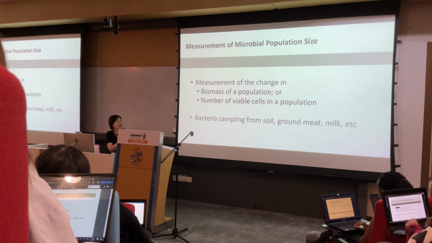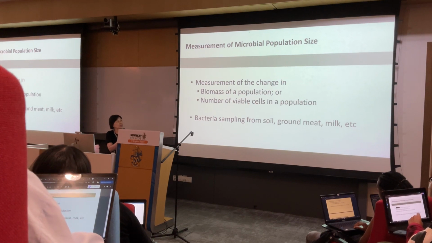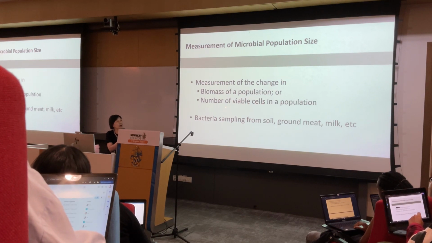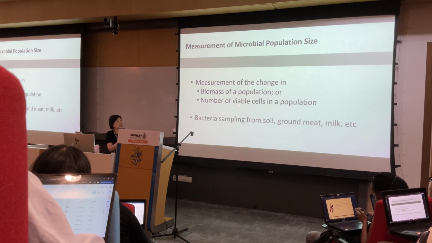Also, there is a way to calculate the viable cells. And for most of us, we are interested in the viable cells. If there are a lot of dead cells, we are no longer interested, because dead cells won't have any influence on the environment or whatever in the sample. What we want is to count the viable cells.